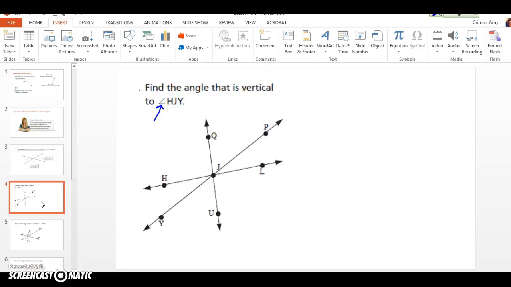Okay, so HJY. What would be vertical to HJY? PJL. And so again, the way I would write that, angle PJL, with J in the middle. Or remember, you can always say LJP. You can always reverse the two end ones. Okay. What is this point called right here as we review vocabulary? Vertex. That's the vertex. Yes.